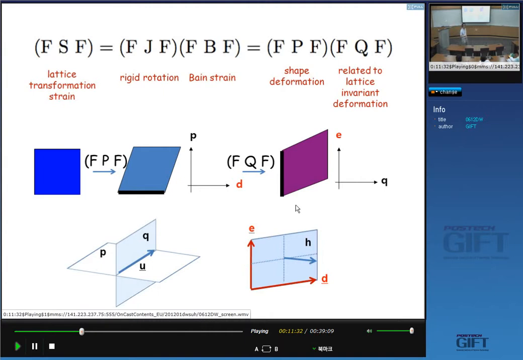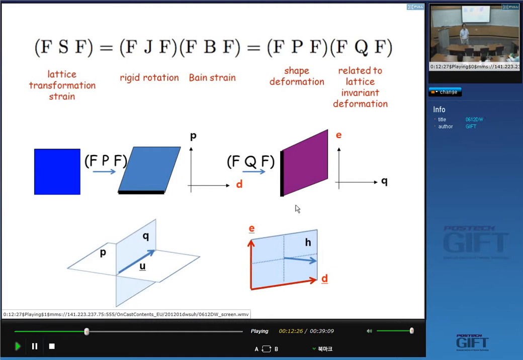Shape deformation can be observed and can be calculated. So we can compare whether our theory is right or wrong. By selecting the proper slip system for the lattice invariant shear, we can calculate the shape deformation, I will show in a later slide. And we can compare the habit plane calculated by theory and what you observe in experiment. We can say our theory is wrong or right, and we can choose the proper slip system which gives the right answer.